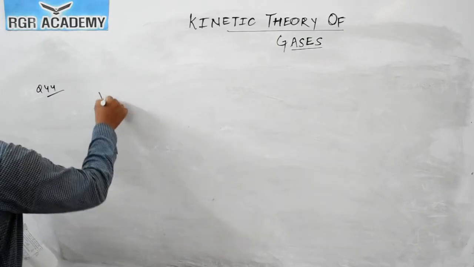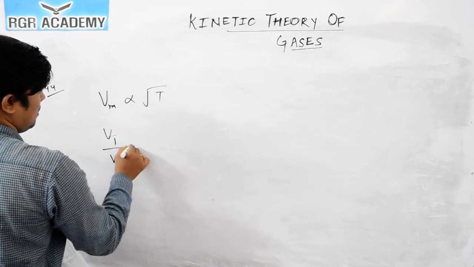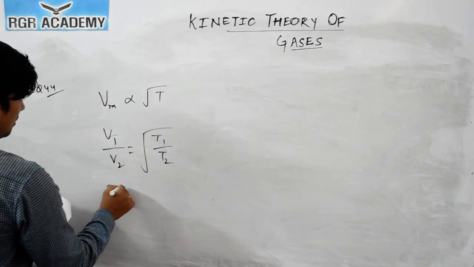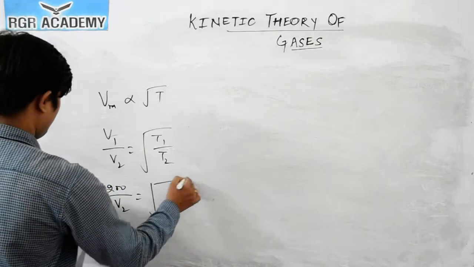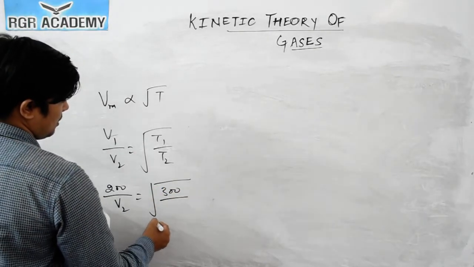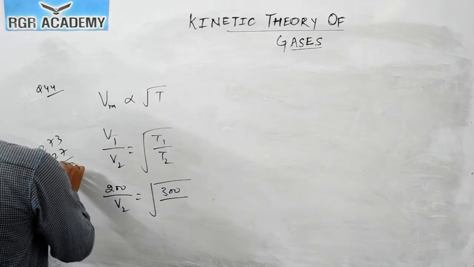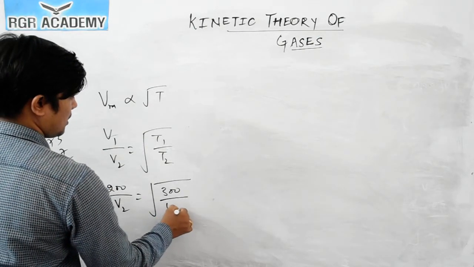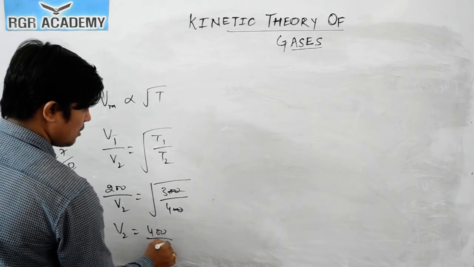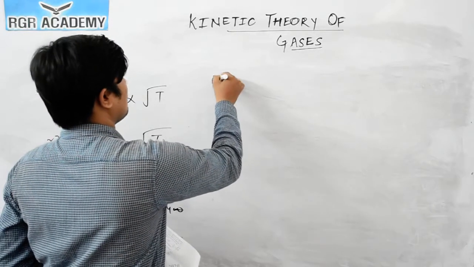We know that Vrms is proportional to root of temperature. So we can say that V1 by V2 will be equal to under root of T1 by T2. V1 is given as 200, V2 we have to calculate. T1 is 27, which means 300 Kelvin, T2 is 127, so 273 plus 127, which is 400. So V2 will be equal to 400 by root 3. So the answer is option number 1. Now we will move on to question number 45.